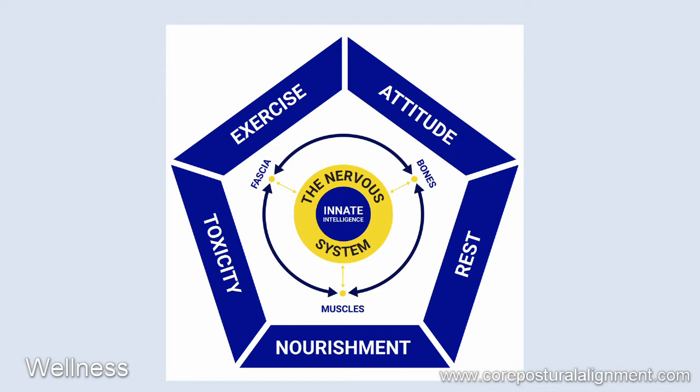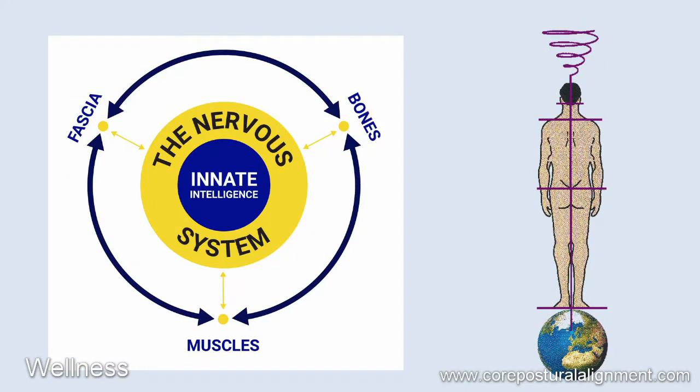And in the middle of this, we have the innate intelligence. You can see a picture of it on your slide. The innate intelligence is our potential, it's what we're born with, it's our innate healing. And this is manifested through the nervous system. Every cell throughout the body is connected to the innate intelligence via the nervous system.